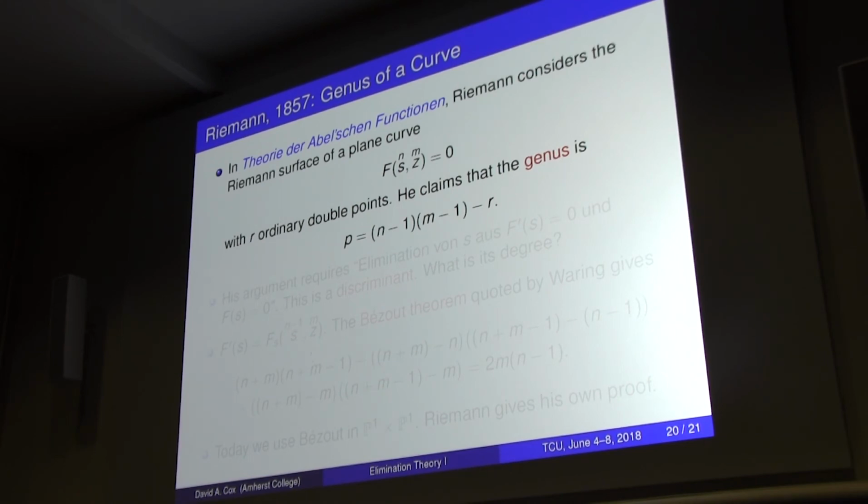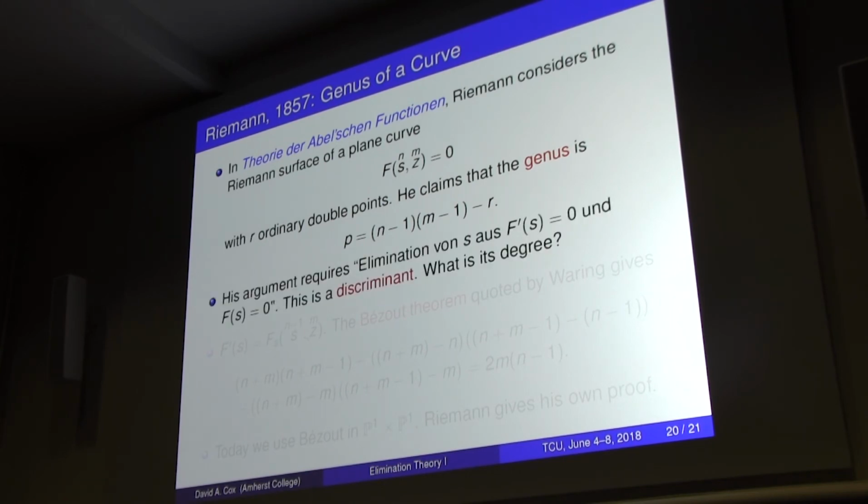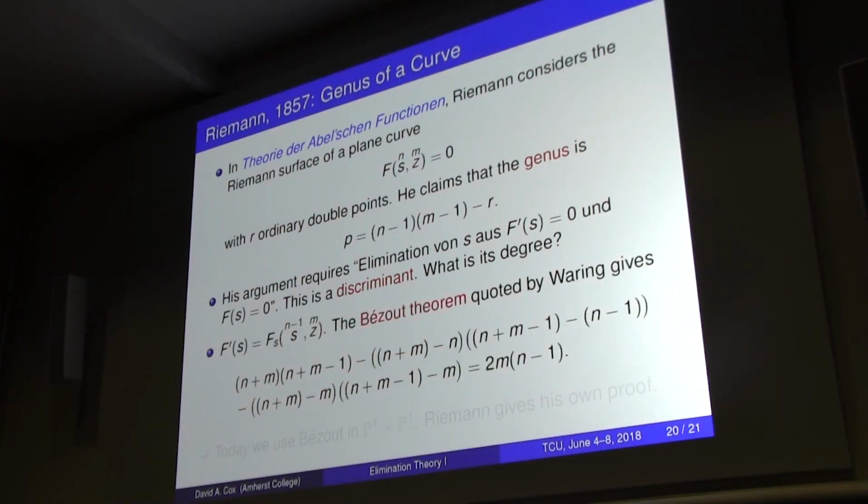Now, I'm actually not going to give Riemann's proof of the genus formula. I'm going to give one step in the proof. The one step says that we have to eliminate s from these two equations. So I'm eliminating s between F and F prime, and this is a discriminant. The question is, what's the degree of that discriminant? That's an important thing for Riemann. What's really going on is that when I do f prime of s, you're differentiating with respect to s. So his f prime of s is really this polynomial, the partial derivative with respect to s. And of course, that lowers this degree by 1.